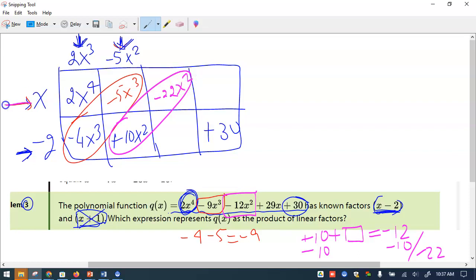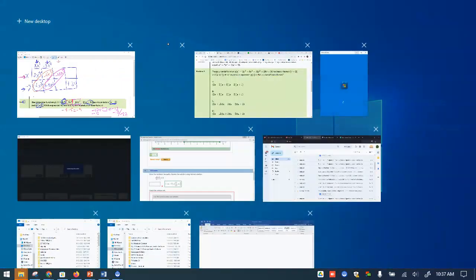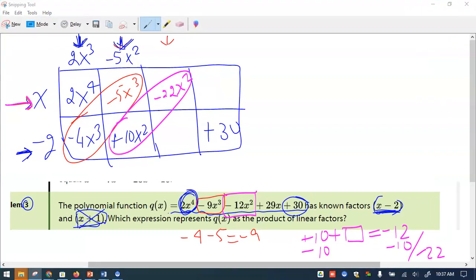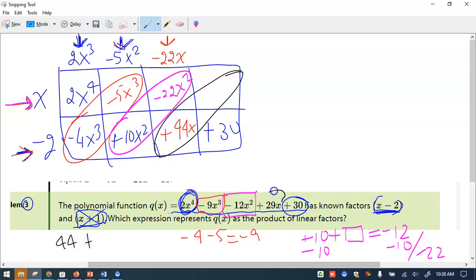Next question, now I'm using black color, maybe I'll use blue. What multiplies x to get minus 22x squared? So this becomes minus 22x. Then the same minus 22x times this minus 2 will give you positive 44x. Next, I'm going to use a black color marker to show what we add to 44. 44 added to what gives you this 29? See this, there is a 29x. This is what gives you 29.